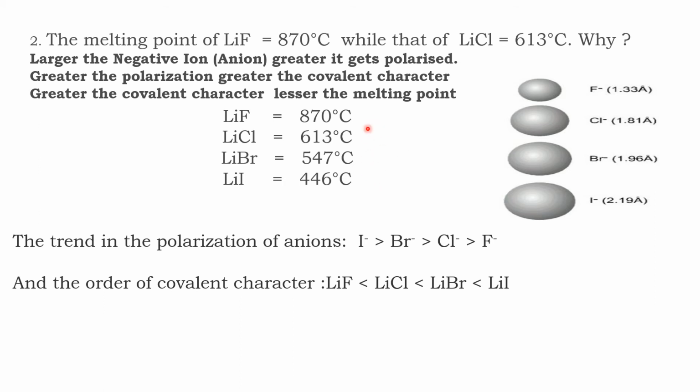See here, the melting points are given. You just check. When we move from fluorine to chlorine to bromine to iodine, the size is increasing. As a result, the covalent character increases from LiF to LiI. My dear students, don't get confused. Slowly you think, you get the answer. Moving from fluorine to chlorine to bromine to iodine, the size of the anion increases. When the size of the anion increases, naturally the polarization increases. When polarization increases, covalent character increases. When covalent character increases, melting point decreases. See that connection? Take down.